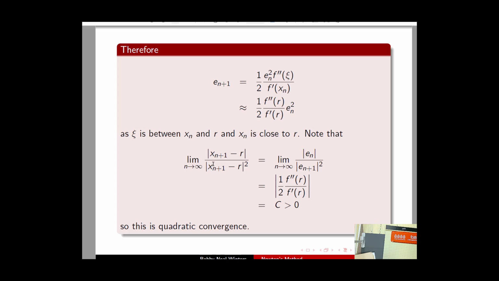And so we can now take a limit, as n approaches infinity, of the absolute value of xn plus 1 minus r over the absolute value of xn minus r squared. We run it through with all these substitutions, and we get it to be equal to c, which is greater than 0. So this will be quadratic convergence. Okay. So quadratic convergence is fast.